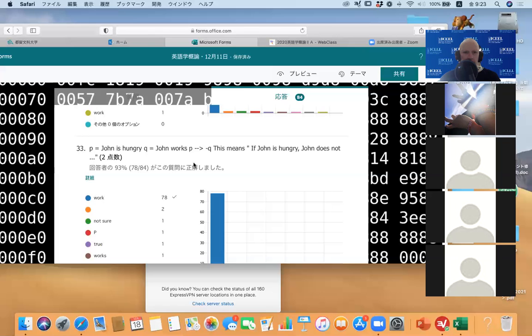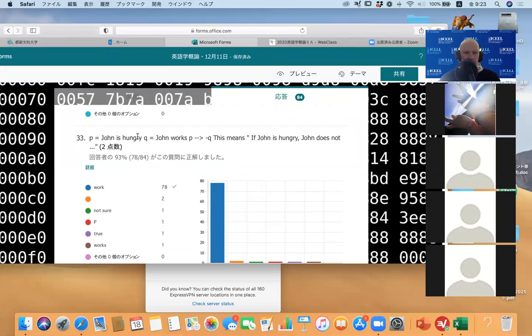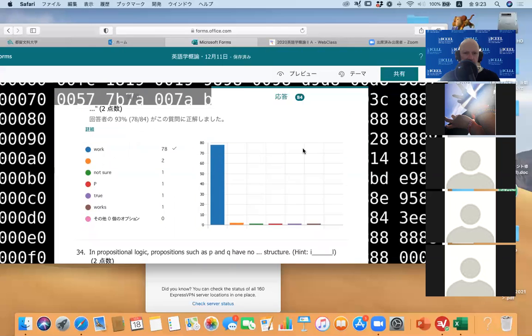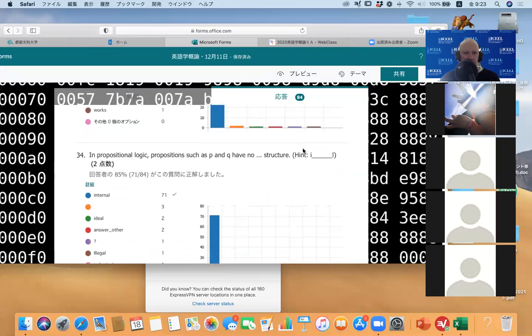Okay then. P equals John is hungry. Q equals John works. P then not Q. This means if John is hungry, John does not work. That's right. Good. No problem. Bit of a comprehension question, but you can see this is quite simple, right? It's all really just not true, true, not true, on, off, and pretty simple calculations.